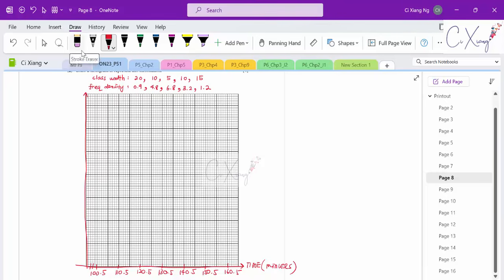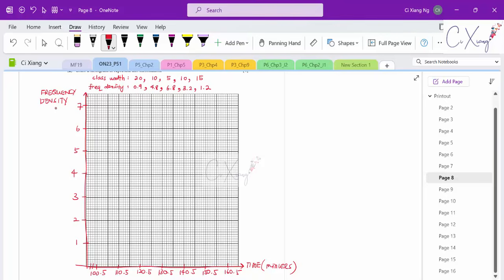Okay, then let's continue to the y-axis. For the y-axis, we have to sketch frequency density. Okay, so the lowest value is 0.9 and the highest value is 6.8. So maybe I need to have it until 7. So I will label it like this, 1, 2, 3 until 7. And I already labelled my frequency density as the y-axis. Alright, so after that you can start sketching.